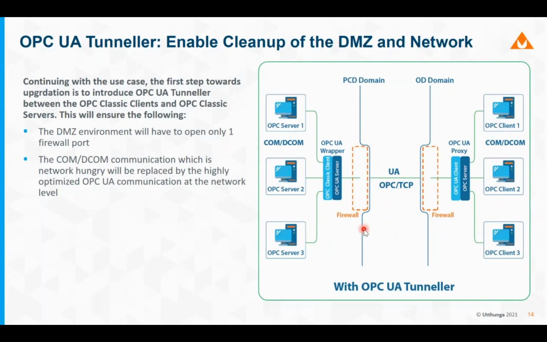Before I go ahead, suppose you have only this much problem. As I told you earlier in the previous slide, OPC UA Proxy is one product in itself. OPC UA Wrapper is another product in itself. They are two separate products. And when they come together and start working with each other, the combination of them is called the OPC UA tunneler. But they themselves are complete products.